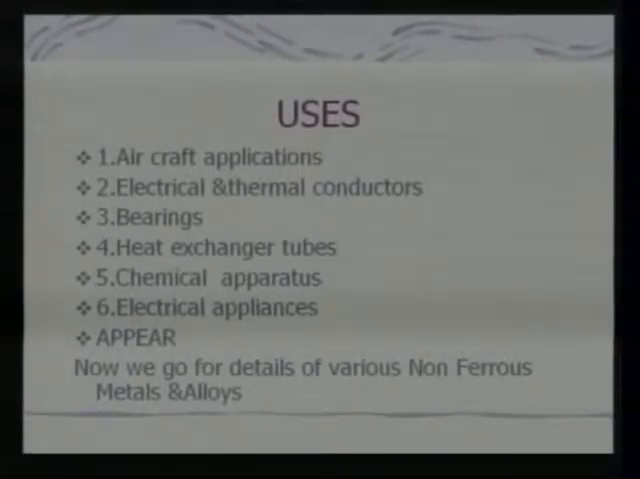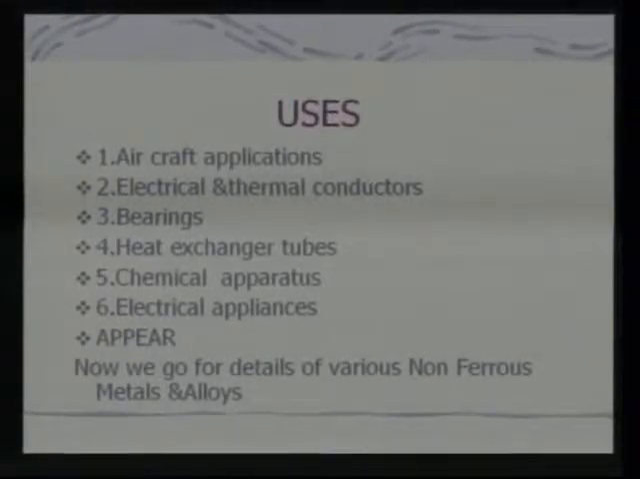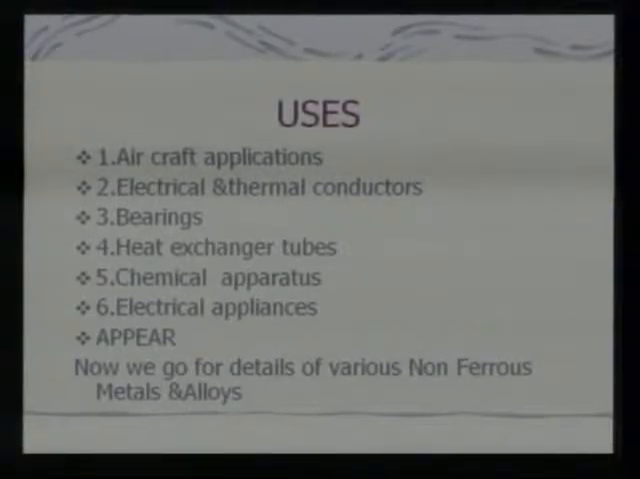Due to the above said properties, they find the following uses. Number 1, aircraft applications, that is aircraft wings or some other spare parts. Next is electrical and thermal conductors. Next is bearings, heat exchanger tubes because of good thermal conductivity. Chemical apparatus due to corrosion resistance. Electrical appliances. Now we go for details of various non-ferrous metals and alloys.